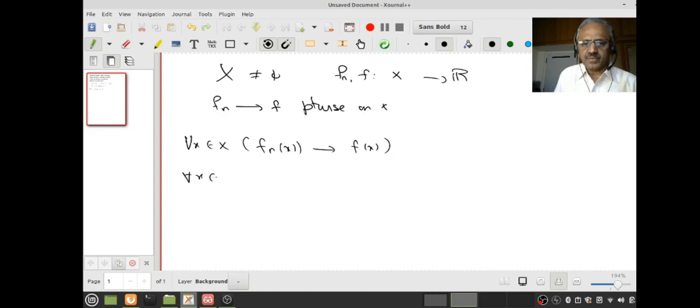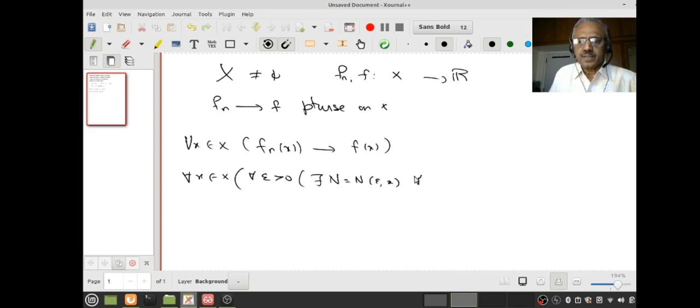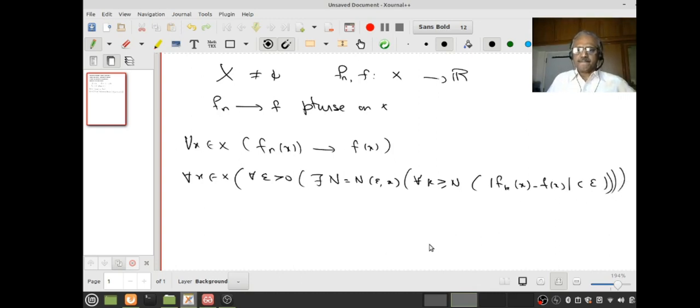This, in turn, we can rewrite in terms of epsilon. When do I say f_n(x) converges to f(x)? If you give me an epsilon positive, there exists a capital N. Notice this N is going to depend upon epsilon as well as x. So that for every k greater than or equal to N, mod f_k(x) minus f(x) should be less than epsilon. Look at this definition. This is the definition of pointwise convergence.